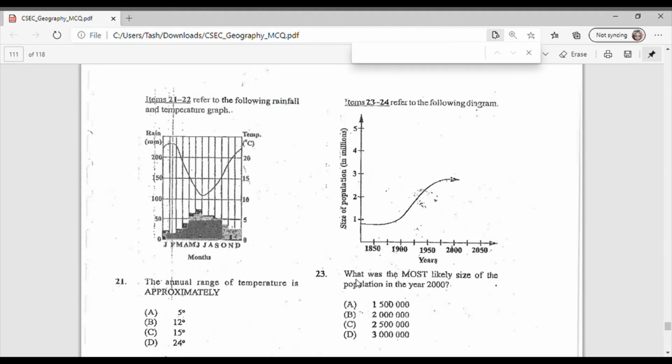And the question said, what was the most likely size of the population? So 1.5 would have been out, 2 would have been out, 2.5 would also be out. So the answer for 23 would have been letter D.